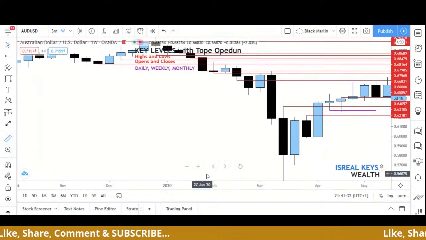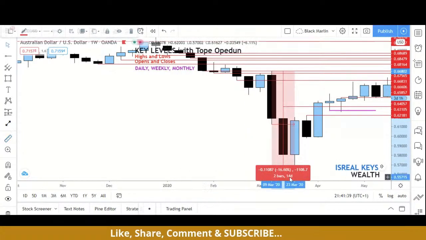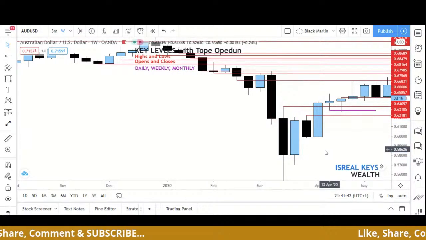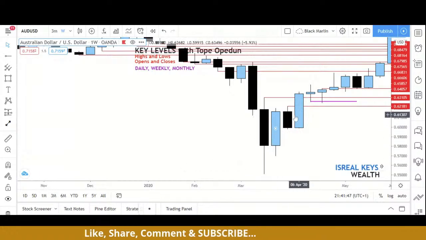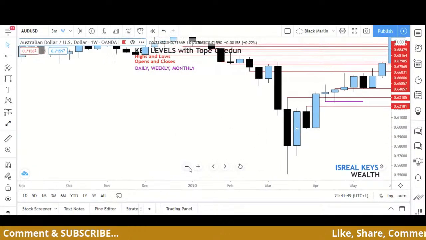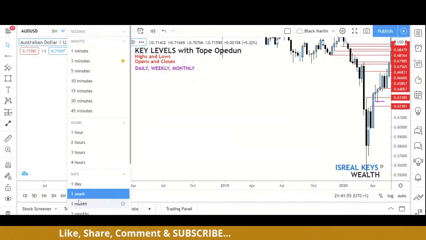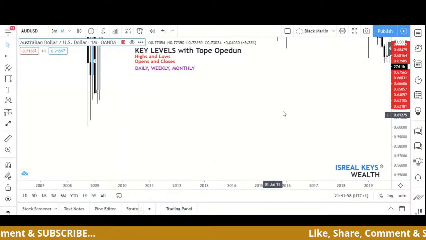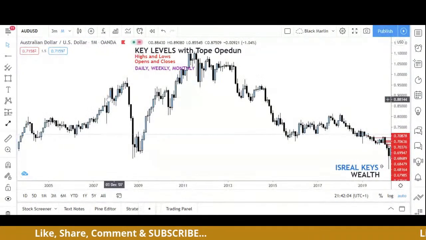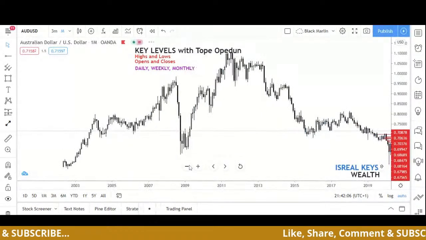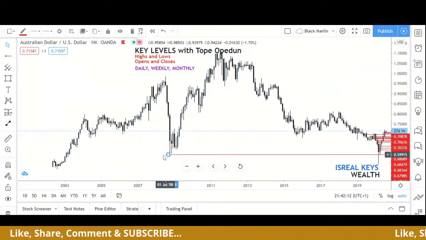By how many pips? Let's just, for fun's sake, measure it. Let's call it 1,100 pips. And as that drop happened, where would it have gone to reverse? Let's go to a monthly time frame to see if we find a key level. Do we have a key level? First one we can see is this significant low here.